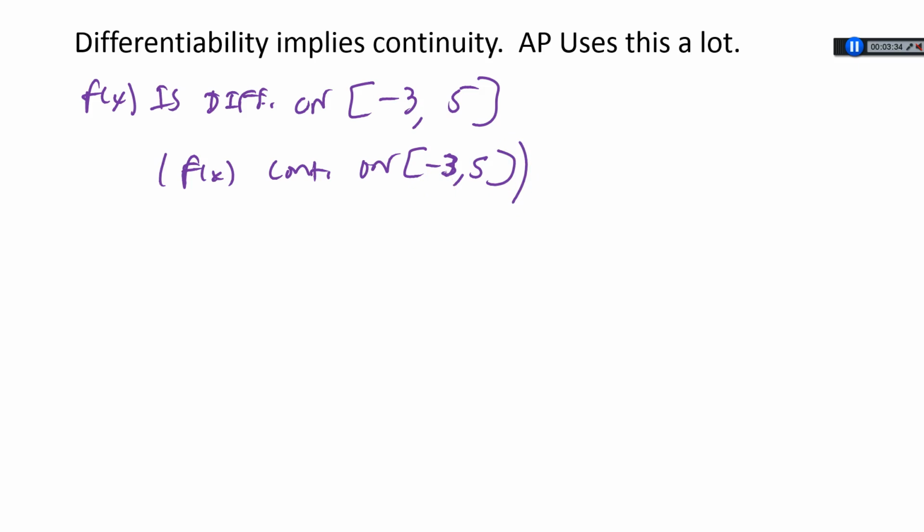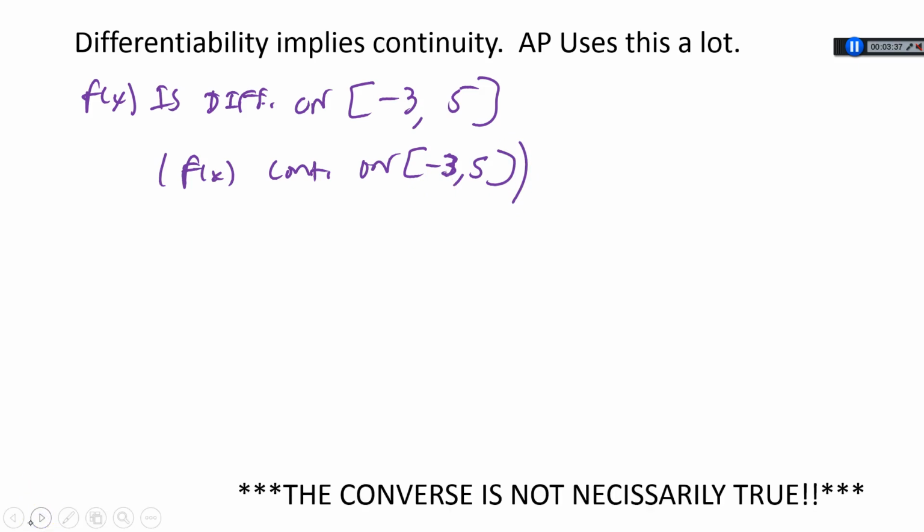Now, this is important. The converse of this is not true. If it's continuous, that doesn't necessarily mean that it's differentiable. We know that when we tested for differentiability, one of the first things we checked was, is the function continuous? And then we did some other tests to see if it was differentiable.